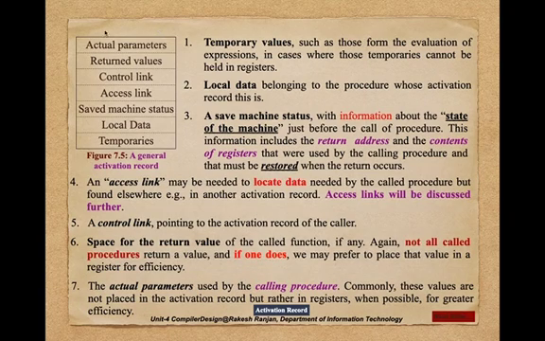And finally we have the actual parameters. Actual parameters are used by the calling procedure. Commonly these values are not placed in the activation record, but rather in registers when possible, for greater efficiency.